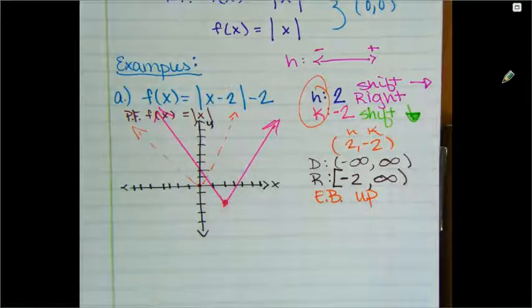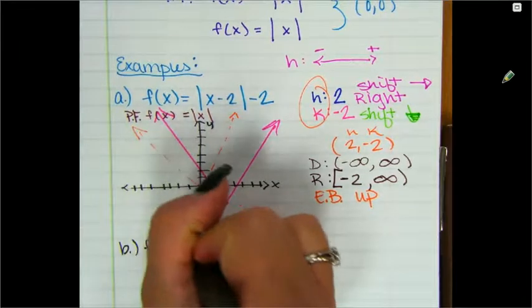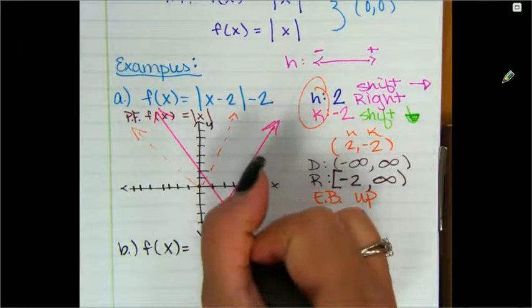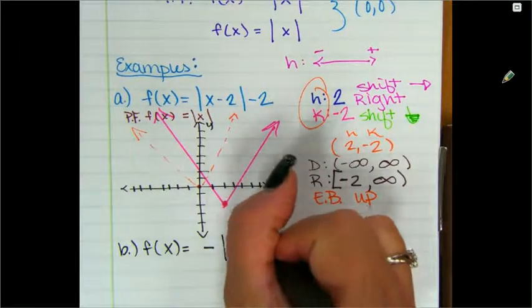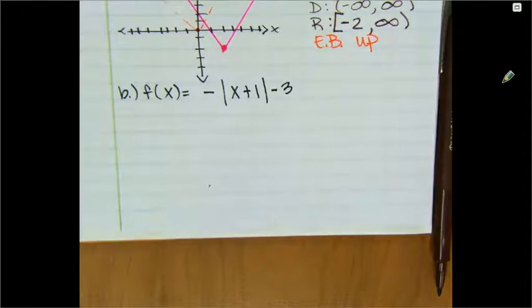Are you ready for one? All right, while people are finishing, we're going to keep going. We're going to write f of x equals negative absolute value of x plus 1, minus 3.